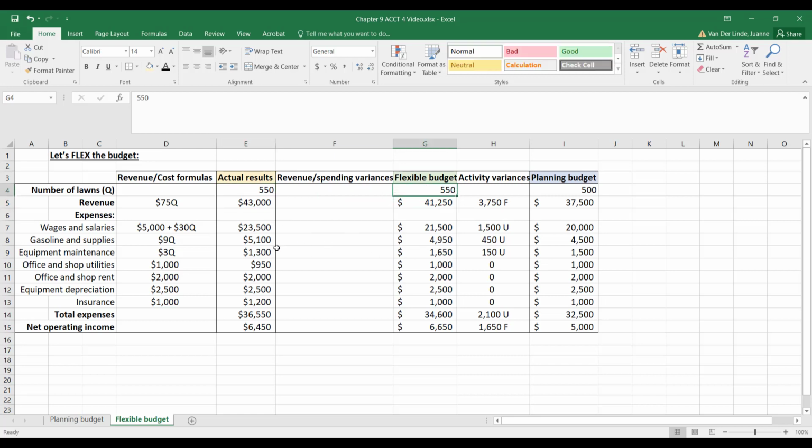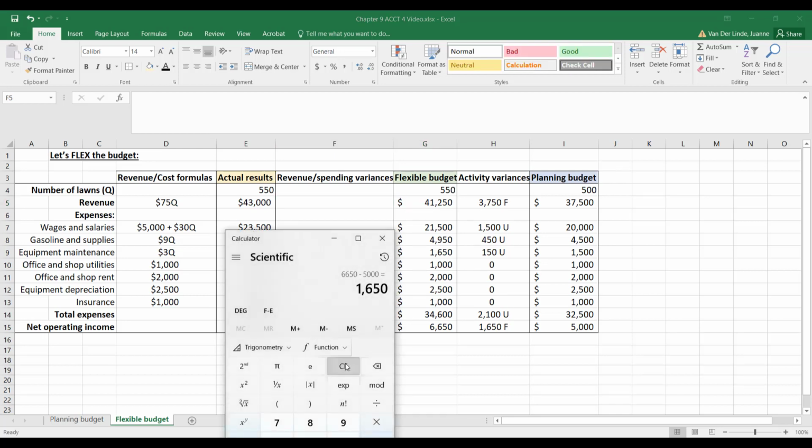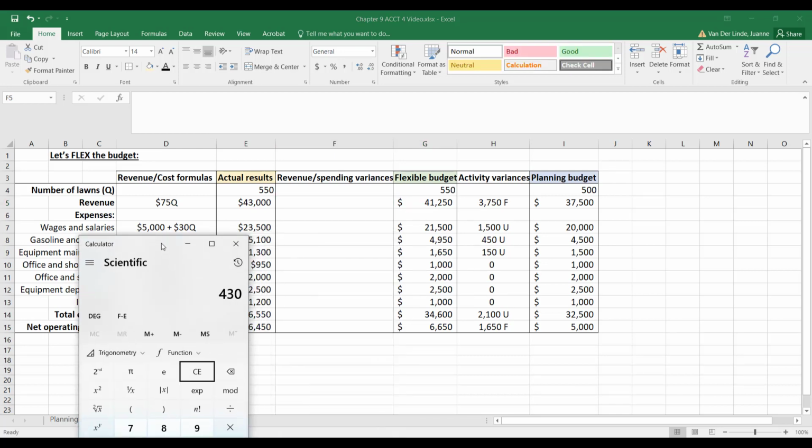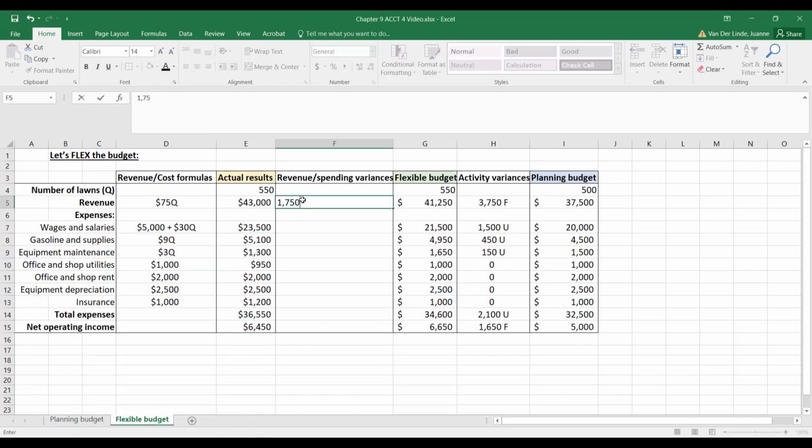These variances, we're getting to take a look at how well costs were controlled and how well basically revenue was maintained. So let's take a look at comparing first the actual revenue to what revenue should have been at that actual level of activity. All right, so let's find that difference. We'll take the actual revenue of $43,000 and compare that to what it should have been. It should have been $41,250 given that revenue formula. So we have a variance here of $1,750.